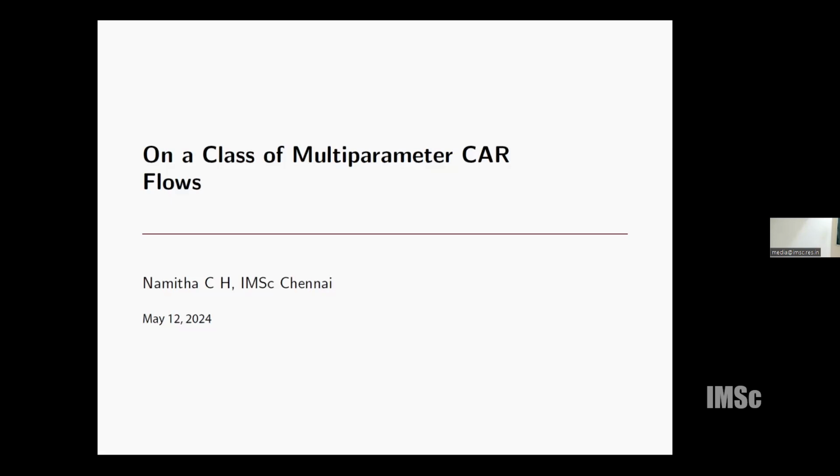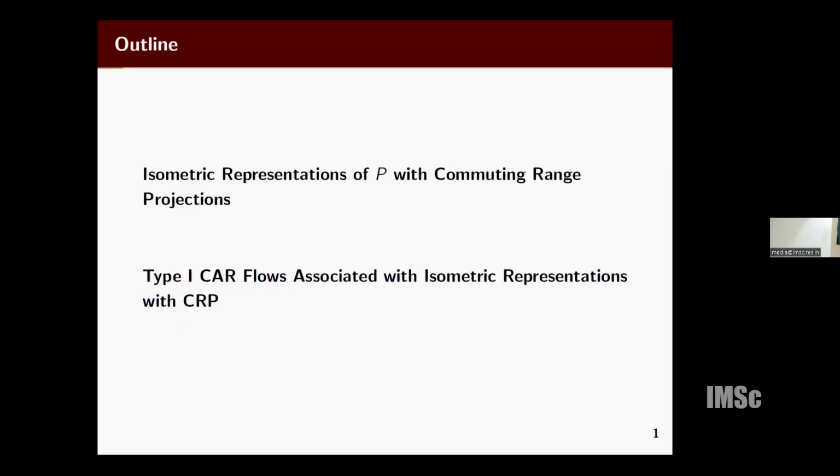Many of the definitions you might find repetitive because Piyush has already given them, but still I'll repeat them. So we will start. As you have seen, associated to a certain nice class of isometric representations of a semigroup, you can construct CCR flows. It is similar in an analogous way. CAR flows also are constructed from certain strongly continuous pure isometric representations.